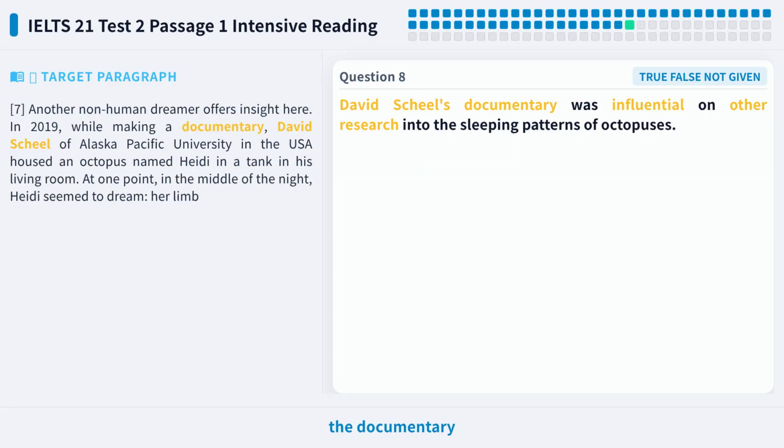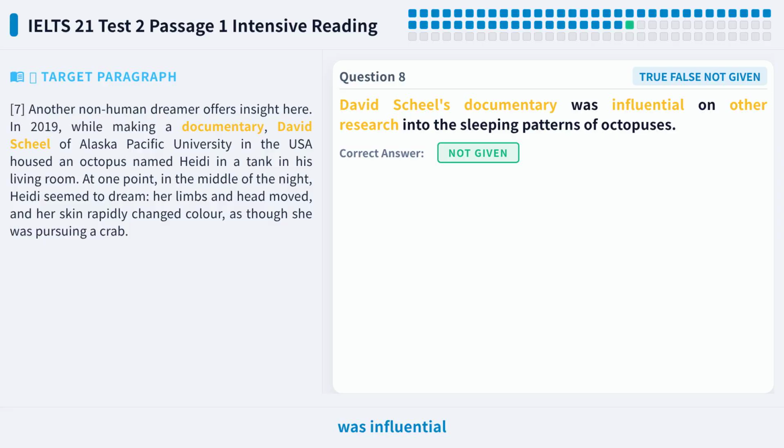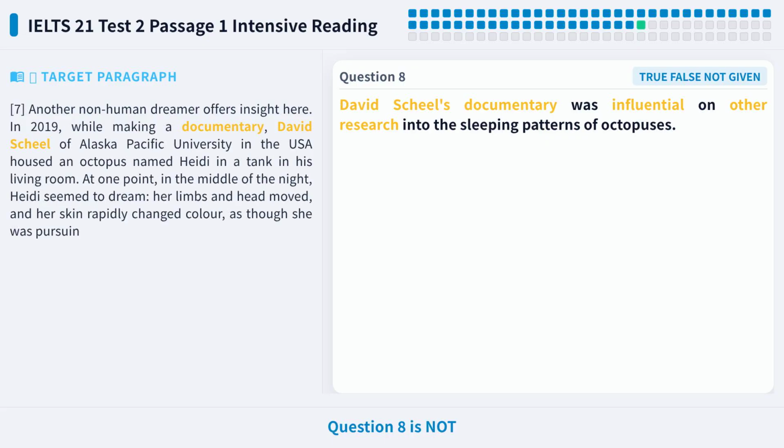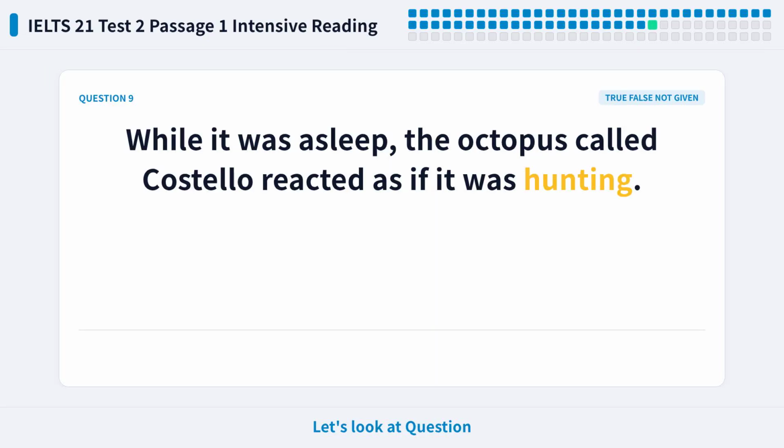The statement says the documentary was influential on other research, but the text only mentions making the documentary and observing the octopus dream. There is no information about its influence on other research. This is a typical no information case, not a direct contradiction, so it's not false. So the answer to question 8 is not given. Let's look at question 9.